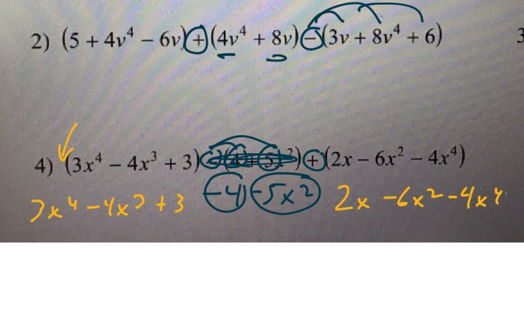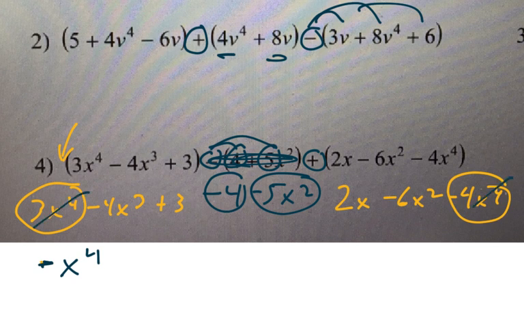Okay, so let's combine some like terms here. I have a 3x⁴. I have a minus 4x⁴. That would be a minus 1x⁴, right? Or minus x⁴. I have here a minus 4x³. No other x³s, so it stays minus 4x³. I have a 3 here. I have a minus 4 there. 3 minus 4 is negative 1.